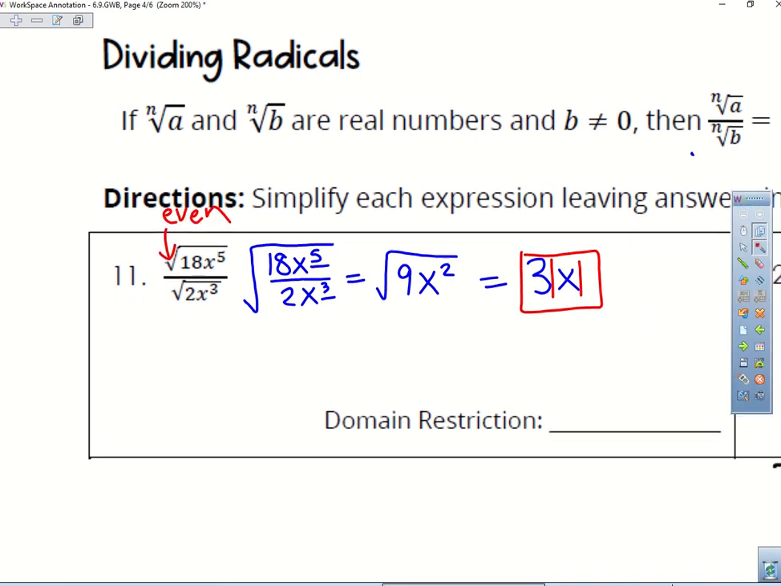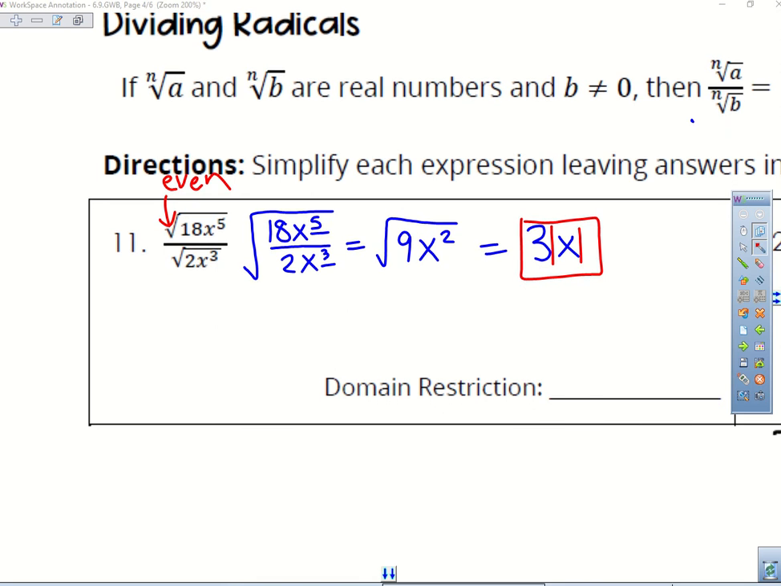Now here's the one that is a little bit tricky sometimes. Domain restriction. You might be thinking, there is no domain restriction on my final answer. There's no denominator to worry about. There's no square root. But here's where it comes into play. Had this x originally been 0, that would have been 2 times 0, which is 0, and the square root of 0 is 0. Could we have divided in that case if the denominator was 0?